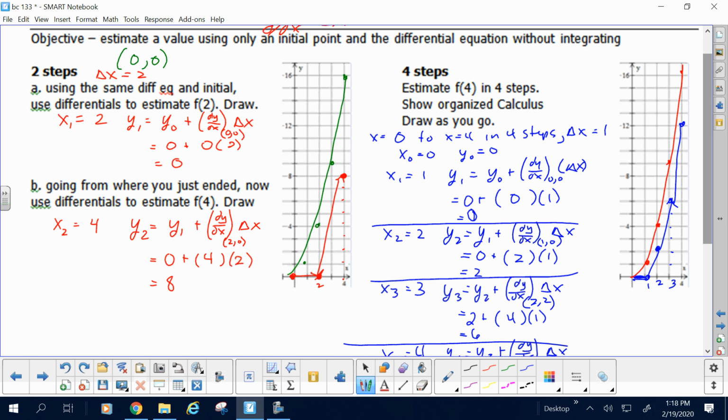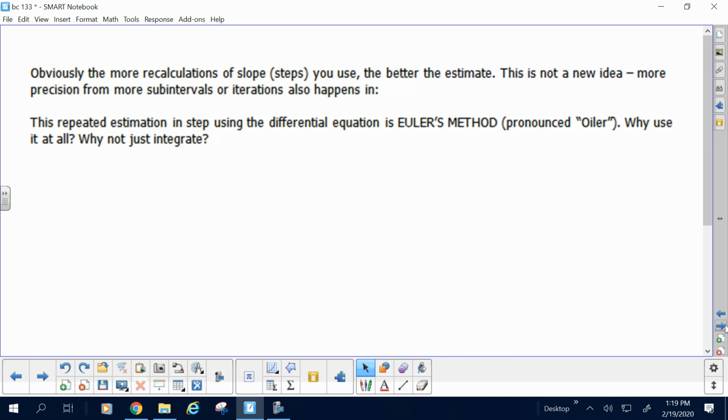Whoa. All right. How can we get even better and better? Infinitely many steps. Taking a limit would be cool, but I don't think you do that. So here we go. Obviously, the more recalculations of slope or steps you use, the better the estimate. This is not a new idea. More precision from more subintervals or iterations also happens. What else do you do? More subintervals to get a better estimate.